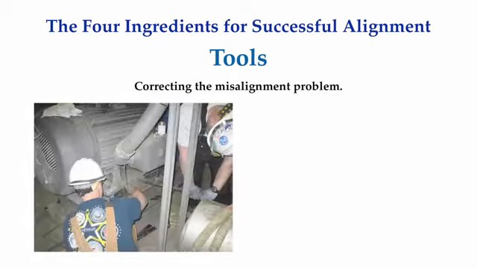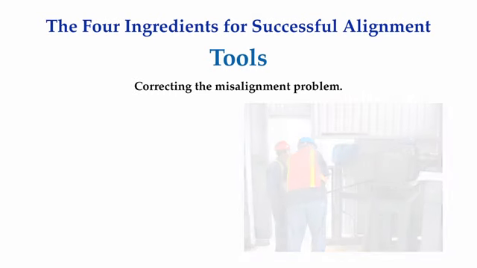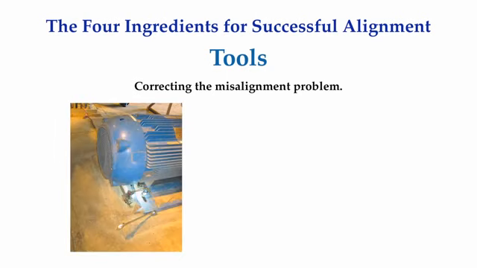If a drive system is found to be out of alignment, you are going to have to use other types of tools to loosen foot bolts, safely lift machines to add or remove shim stock from under the feet, and precisely move a piece of machinery sideways or axially to correct a misalignment problem.